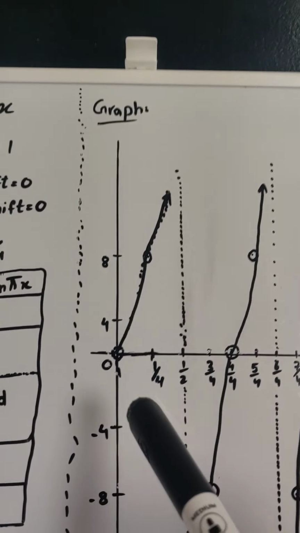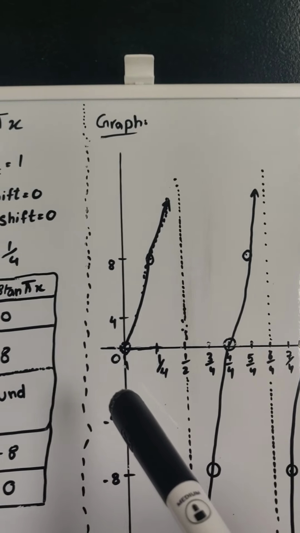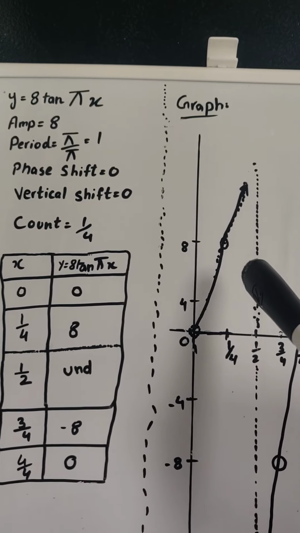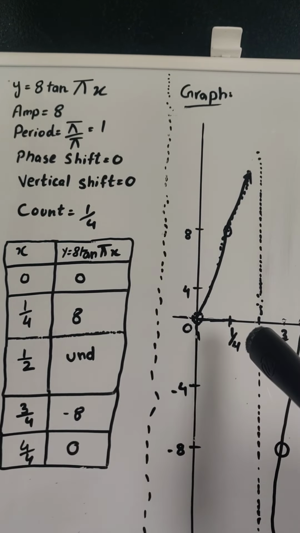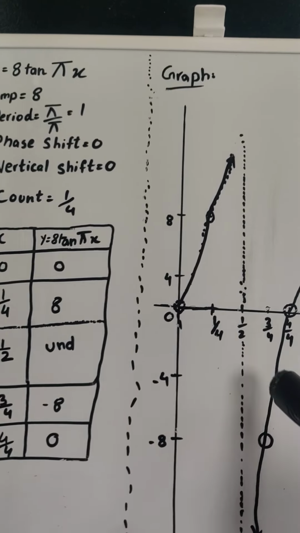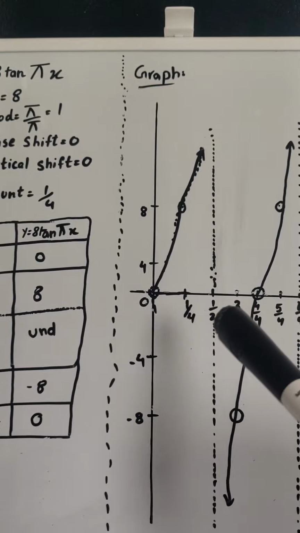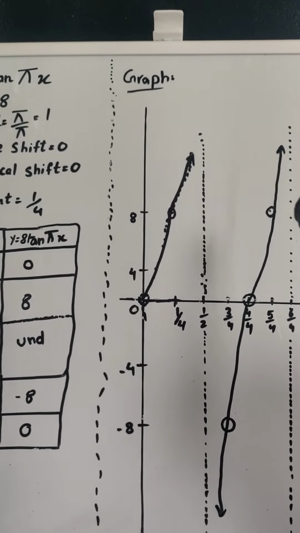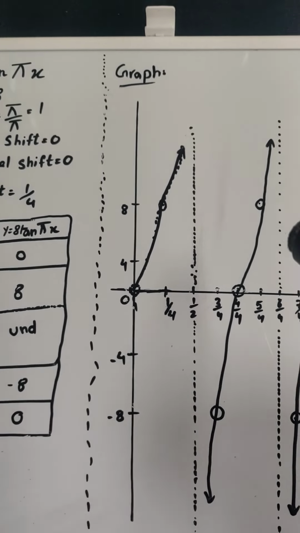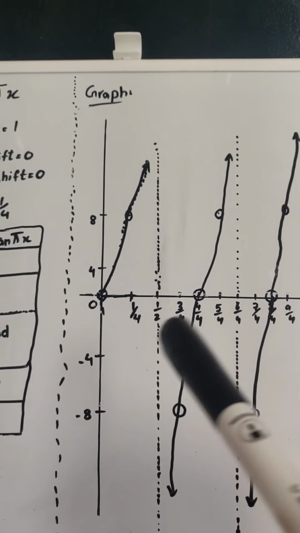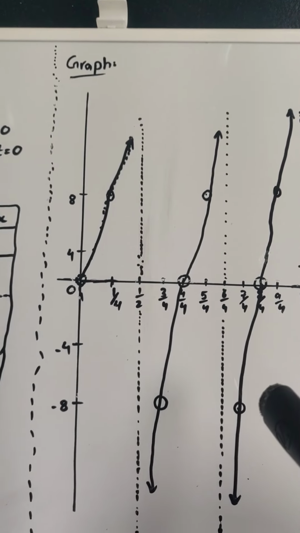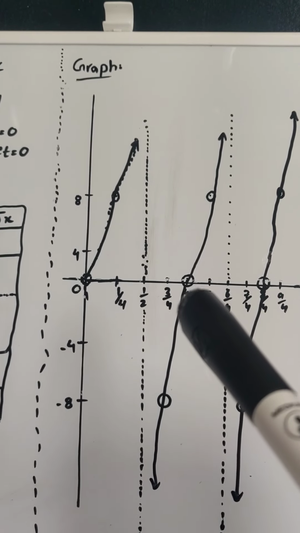So we plot these points. We know 0 at 0, at 1 by 4 it is 8, and at 1 by 2 it is undefined. We plot 3 by 4 as negative 8. At 4 by 4 we put 0, and we know that the points repeat again and again. After 0 it should be 8, so 5 by 4 should be 8. 6 by 4 should be what? Undefined, so we put the vertical asymptote. At 7 by 4 it is negative 8. At 8 by 4 it should be 0 again.